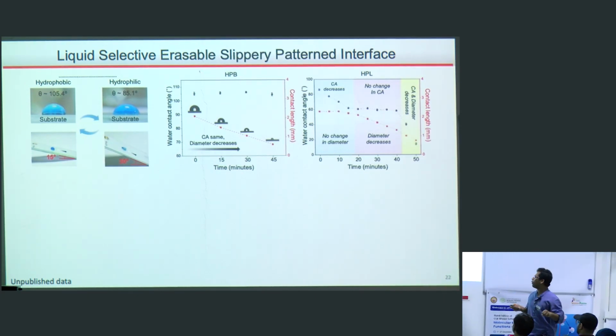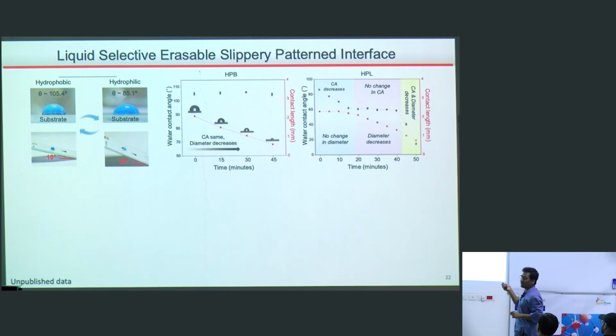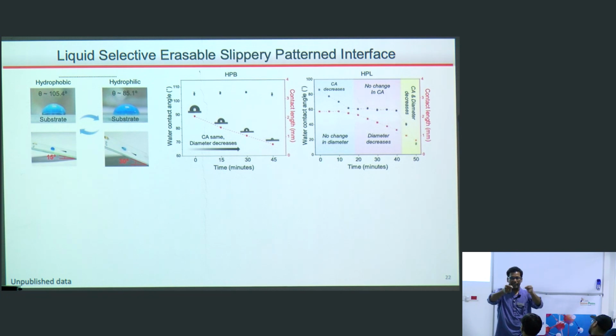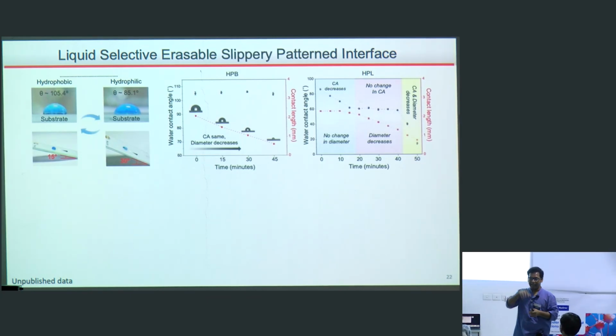Now, once you have that, what we recently realized is, if you have a hydrophobic slippery surface and you put a water droplet, the contact angle remains the same, but the contact length, meaning the end-to-end distance, keeps getting reduced and reduced. That is not what you find on bare glass. On bare glass, if you put a water droplet, it remains in the same place. Only the contact angle changes; the contact area or contact length doesn't change.